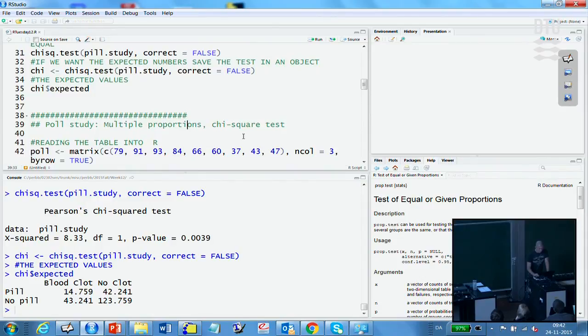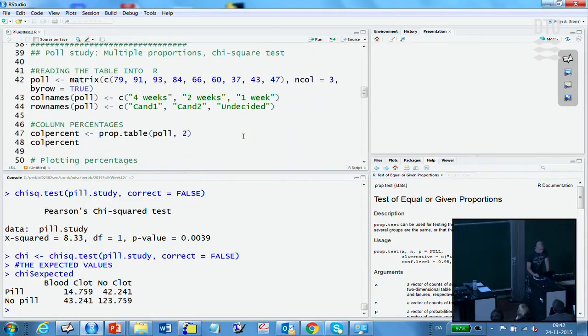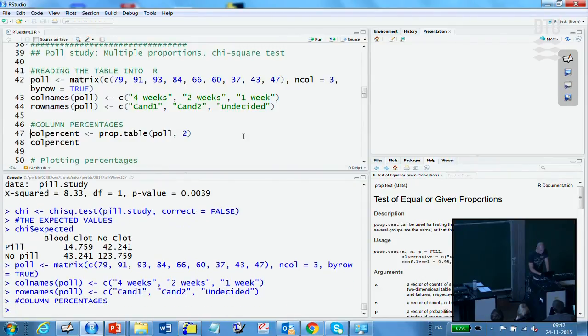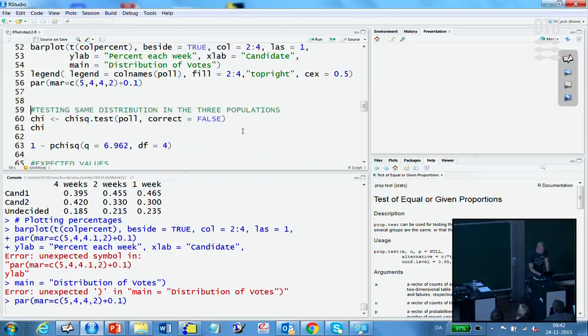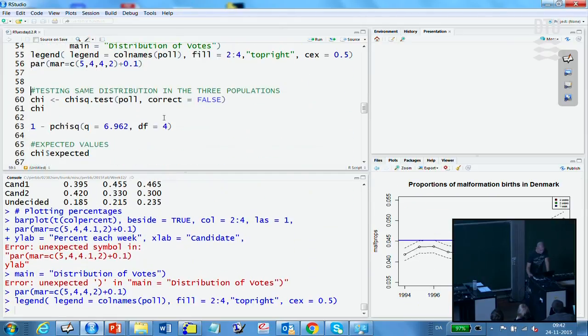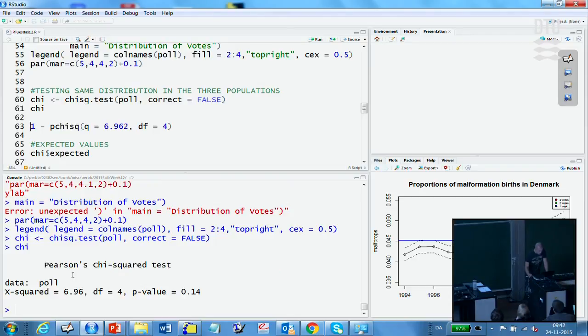So multiple proportions, chi-square test, multiple categories also, polls. The column percentages, we don't really need that. The plots didn't work. That's because I have something else stored, you can recognize this. I stored the Sundhedsstyrelsen's data somewhere, but let's do the chi-square test on the polls data.